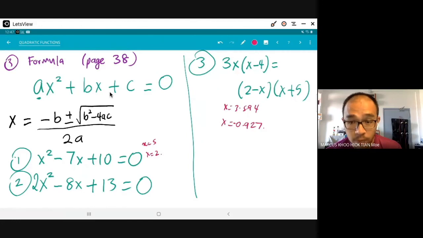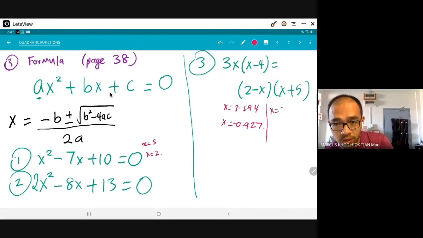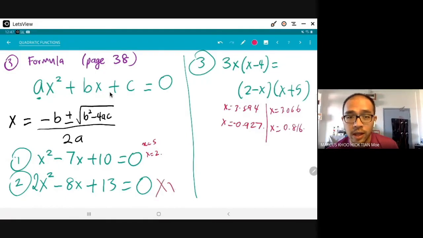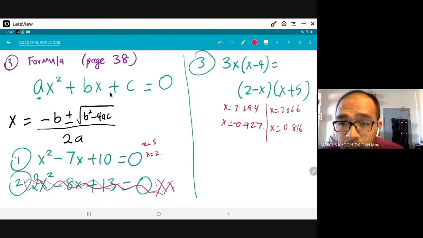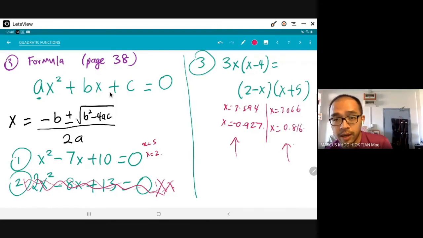Number 2. Oh, okay. Abigail's answer is a little bit different. Dia dapat x equals to 3.066 and x equals to 0.816. Okay, yeah, number 2 got something wrong lah. Ini abaikan lah. Sorry, I made a mistake. But let's talk about this. Kenapa Abigail mendapat jawapan yang lain daripada Fikri and Liana? So this is Fikri and Liana's answer. This is Abigail's answer. Actually, this is also my answer.